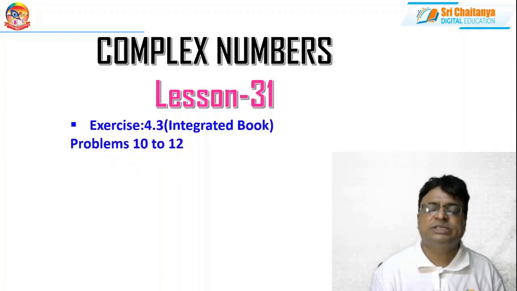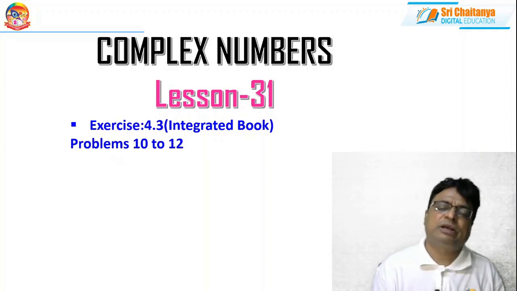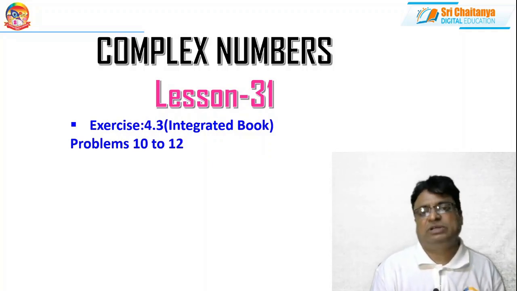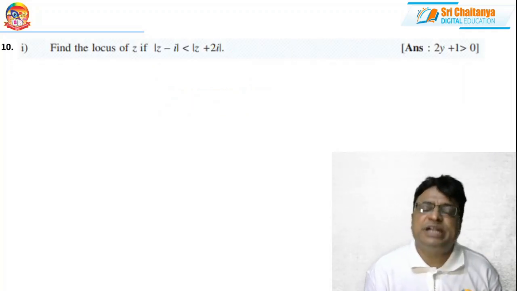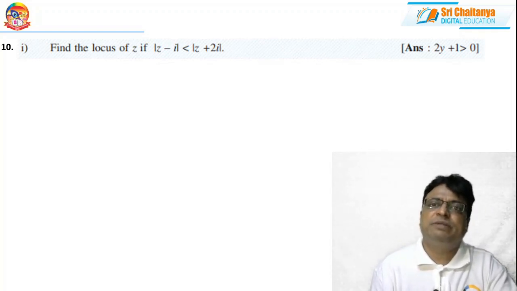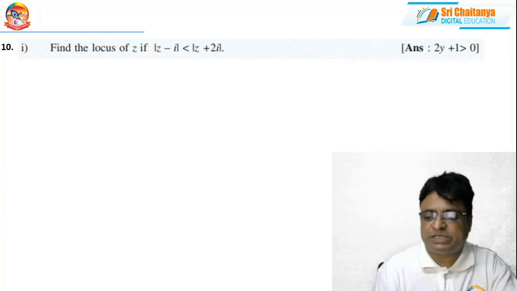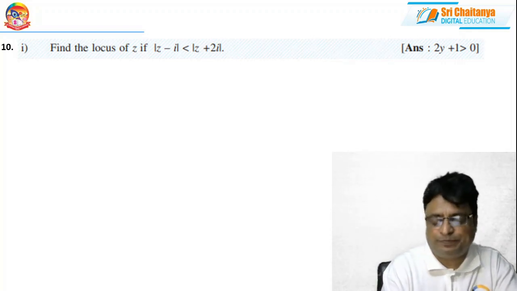Now this is lesson number 31, exercise 4.3, and today we are concentrating on problems 10 to 12. What is question number 10? See, the locus of z. Here it is again a locus problem. If mod of z minus i is less than mod of z plus 2, then 2y plus 1 is greater than 0. That we have to show.